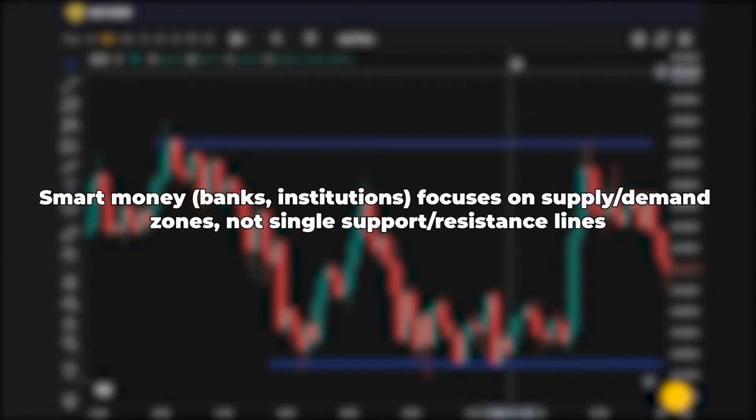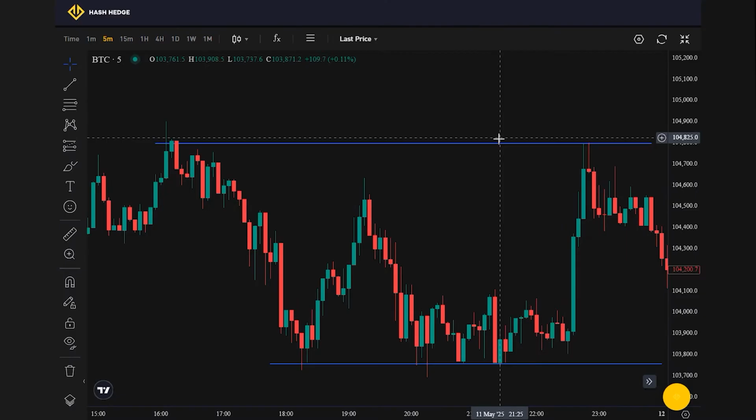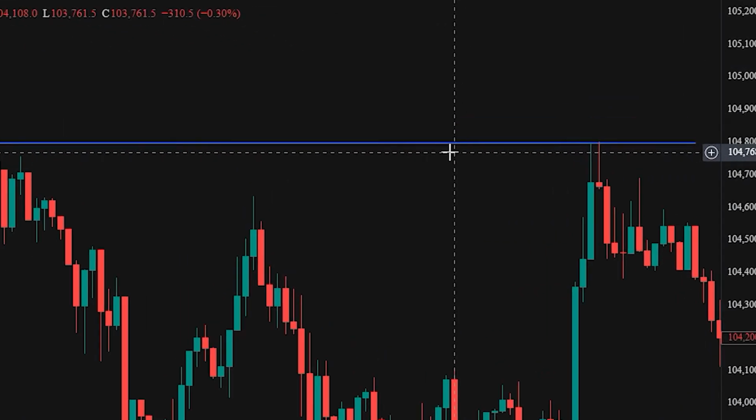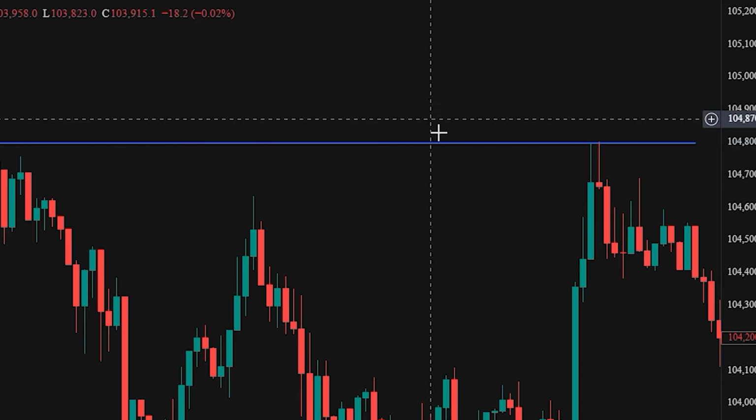And it's very similar to the concept of supply and demand zones. If we talk about smart money, firstly, banks and investment companies do not mark resistance and support with one line. They usually consider the supply and demand zone. That's the kind of thick zone where plus or minus 50 points would be valid.